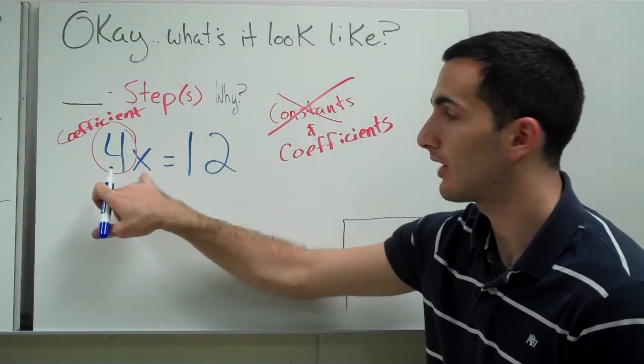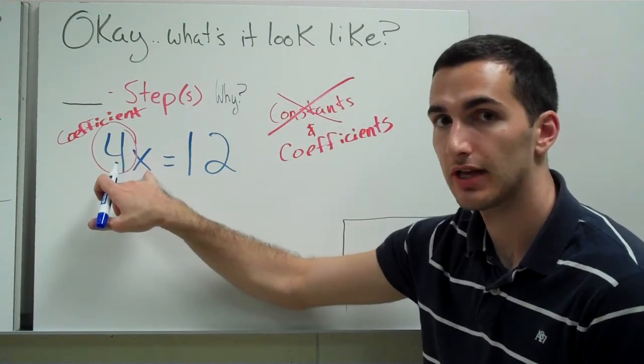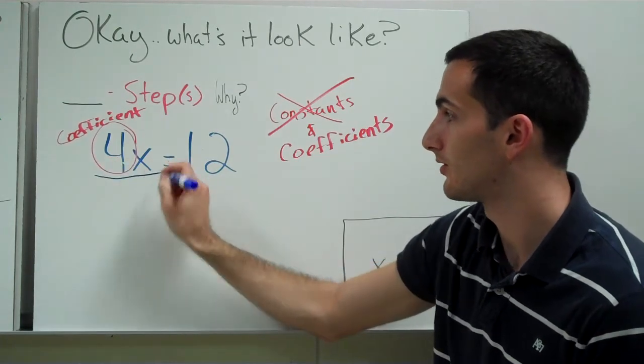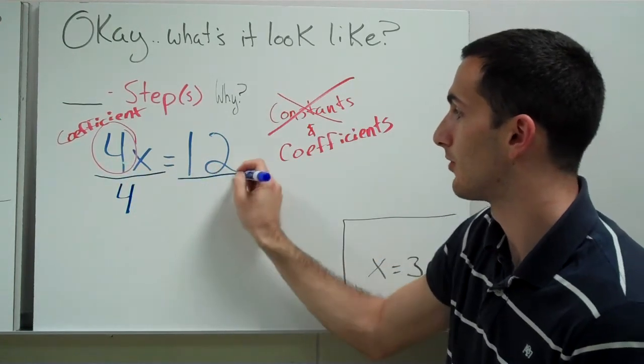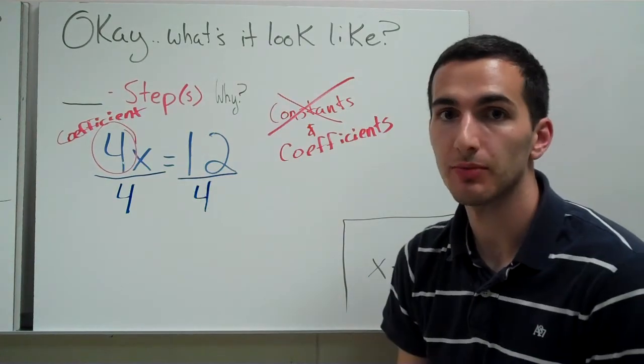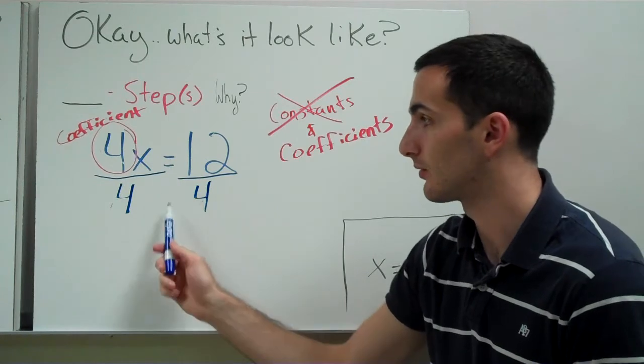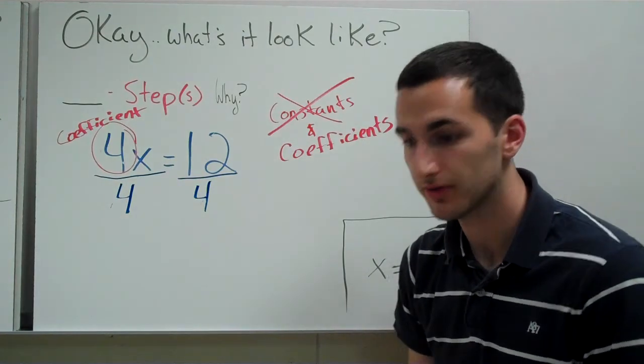Now we're going to look at this and figure out what our inverse operation is. We see that we have 4x. 4 is right next to x. That means multiply. And we want to do the inverse operation, so we're going to divide by 4. Whenever we do inverse operations, we have to do exactly the same thing to both sides of the equal sign, and that keeps our equation balanced.